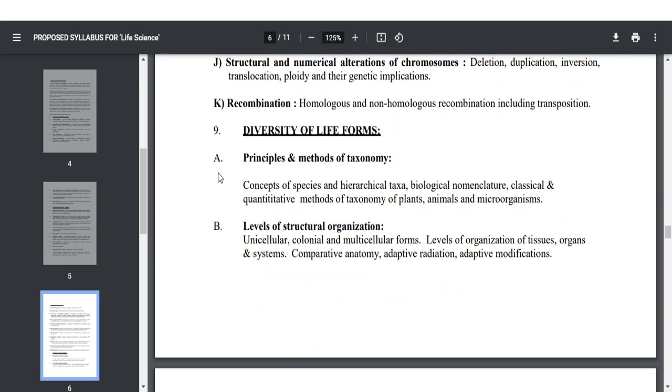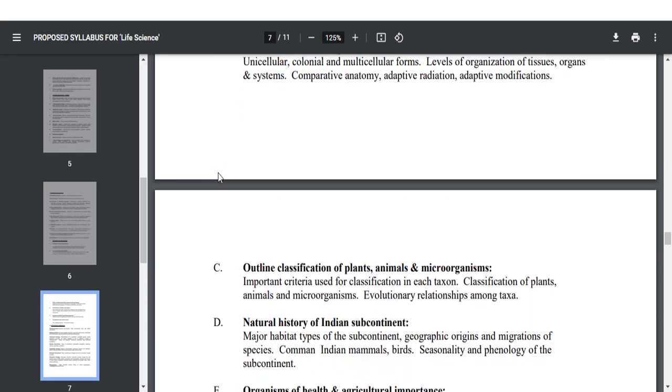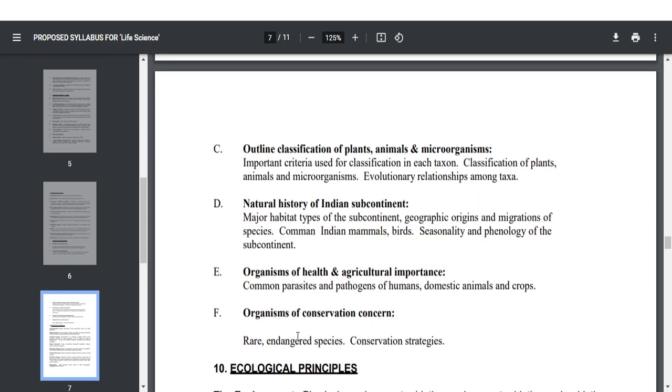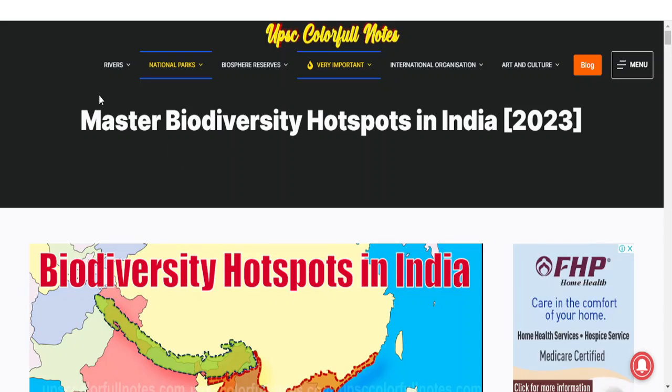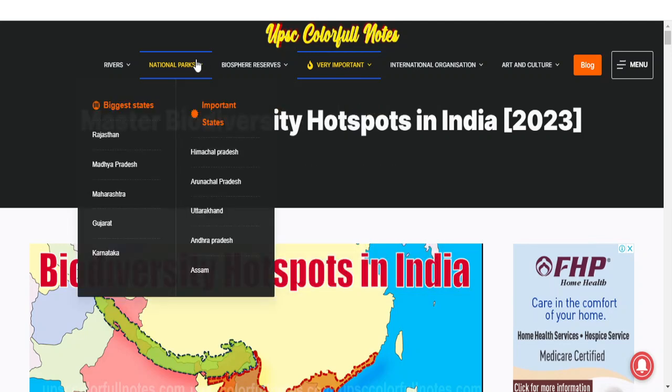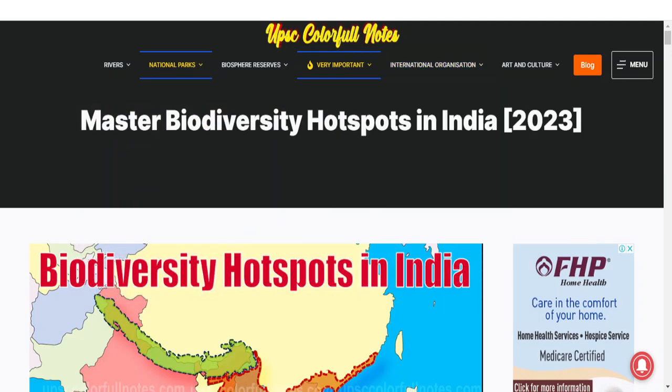Okay, so unit number 9 is diversity of life forms. In Pathfinder there are notes available. After referring to Pathfinder, just concentrate on the natural history of the Indian subcontinent, organisms of health and agriculture importance, and organisms of conservation concern. For this you can refer to the MOEF website, or a few websites meant for UPSC. UPSC Colorful Notes is one such website where you can find important information about tiger reserves in India, elephant reserves in India, critically endangered species, and national parks and international organizations. With regard to the red data list, you can refer to the IUCN Red Data List, which consists of recent and updated information.